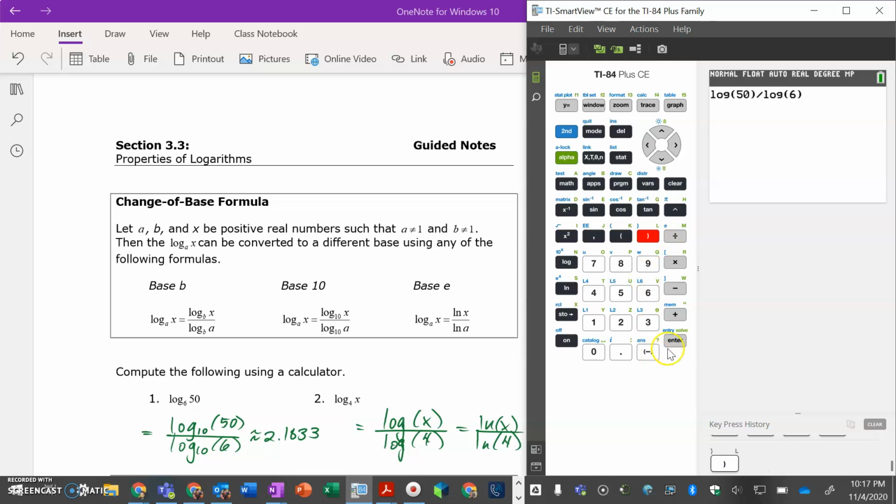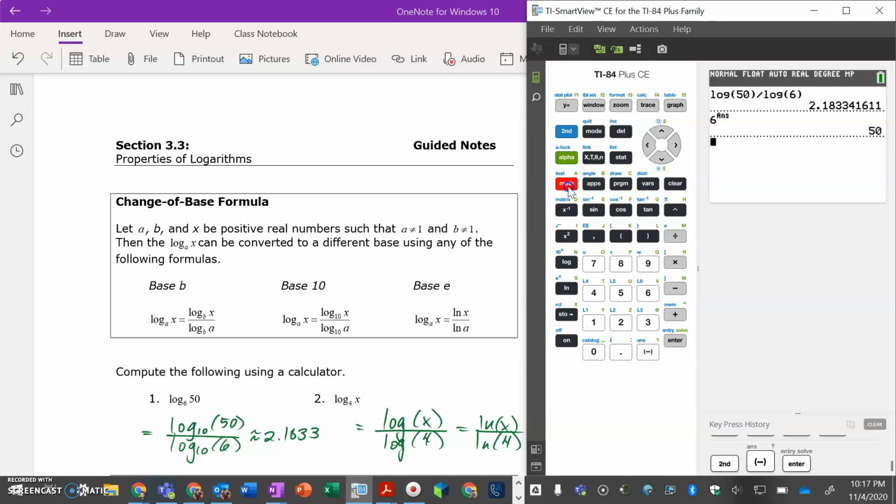So you do that, and in the end, the answer ends up being roughly 2.1833. We can check this by hitting 6 to that power and ending up with the following. So of course 6 to that number is in fact 50.